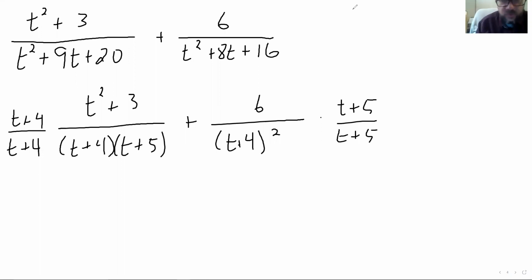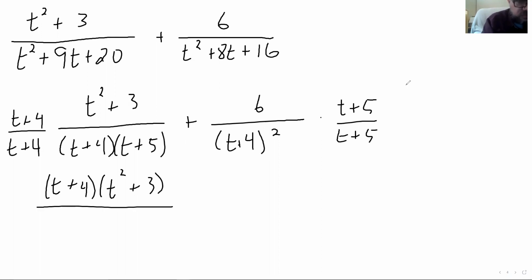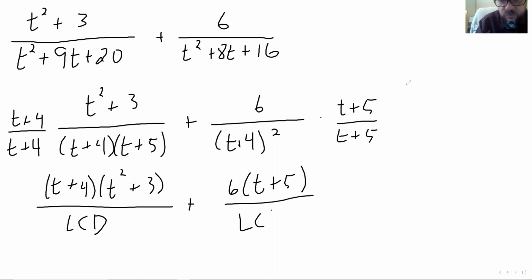All right, so now what I've got is t plus 4 times t squared plus 3. So this is going to require some more scratch paper. We've got t plus 4 times t squared plus 3 over my LCD, plus 6 times t plus 5 over my LCD. And we're going to have to multiply all of this nonsense out. So like I said, it gets messy sometimes. So we're going to have t plus 4 times t squared plus 3. And the other one was 6 times t plus 5.